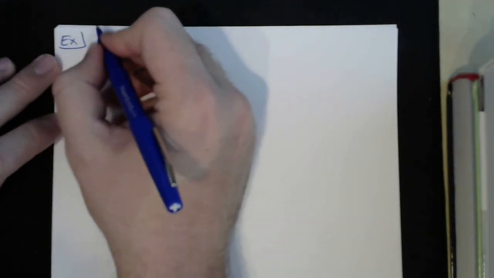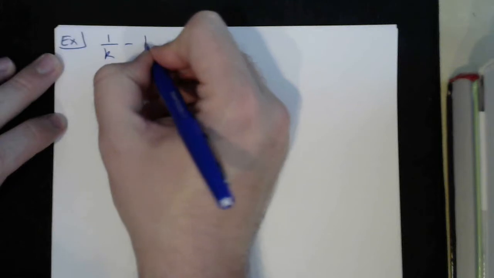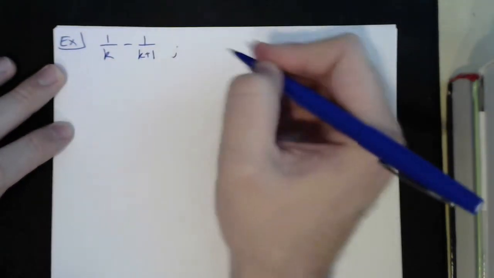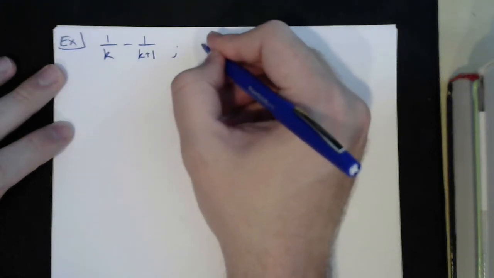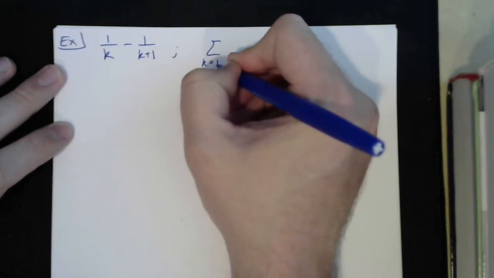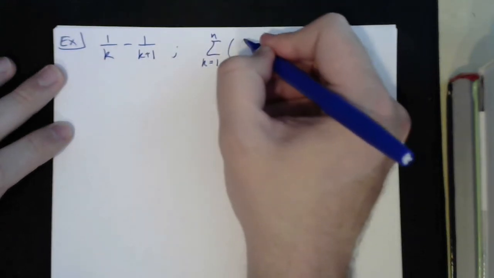Okay, so one more example here. So we're looking at 1 over k minus 1 over k plus 1. And we're looking at the sum. So if this is our term, we're going to look at the sum from k equals 1 to n of this term.